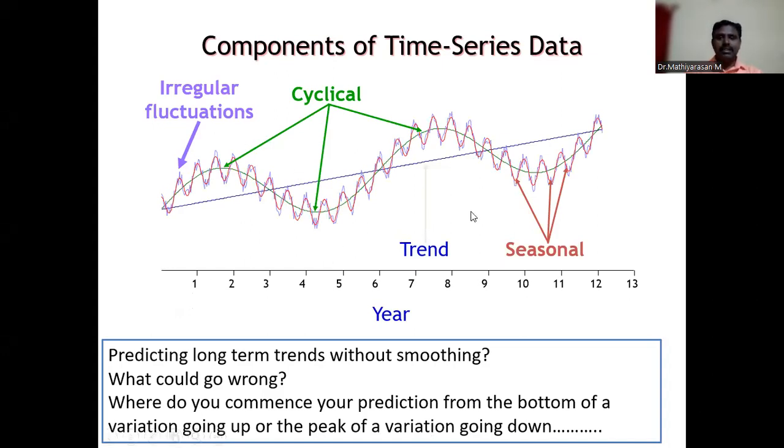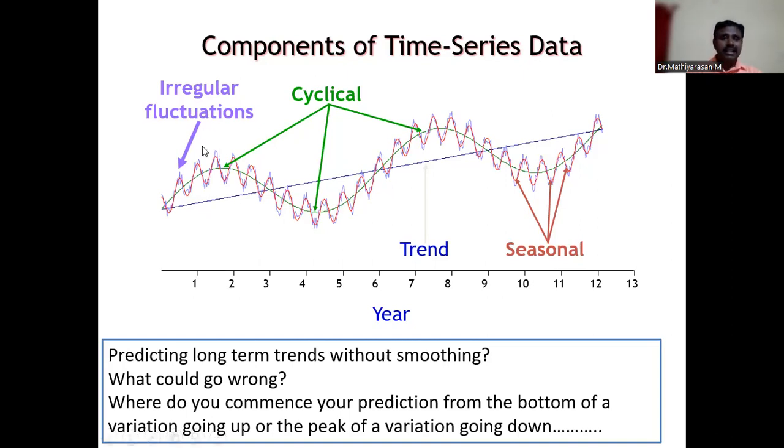See here, the first one, irregular variations, then cyclical variations, then trend, then seasonal variations. It will predict the long-term trends without smoothing, and what could go wrong. Where do you commence your prediction from, the bottom of your variations or the peak of your variations, going down, up and down, and everything you can see here in the components of time series.